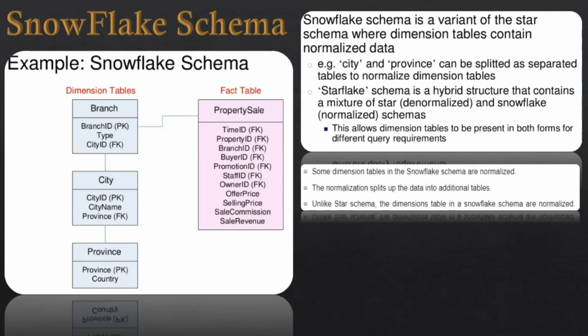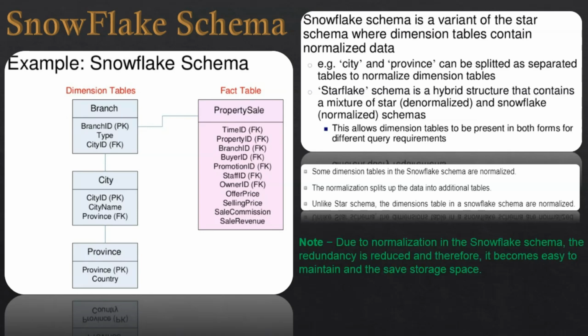Some dimension tables in the Snowflake schema are normalized. Friends, please be aware, some are normalized. It is not necessary that we normalize all of them. The normalization splits up the data into additional tables. Unlike star schema, the dimension tables in a Snowflake schema are normalized. So this is the key differentiation between a star schema and a Snowflake schema. Due to normalization in the Snowflake schema, the redundancy is reduced and therefore it becomes comparatively easy to maintain and saves storage space.